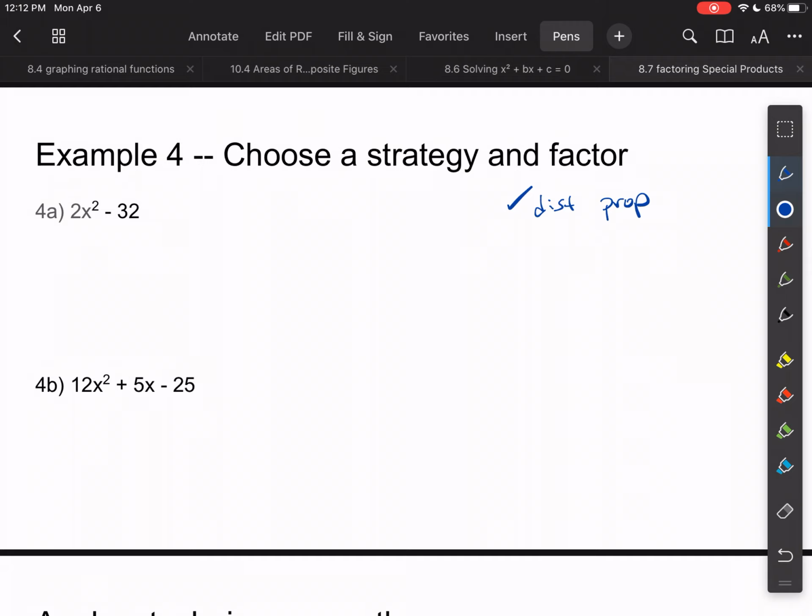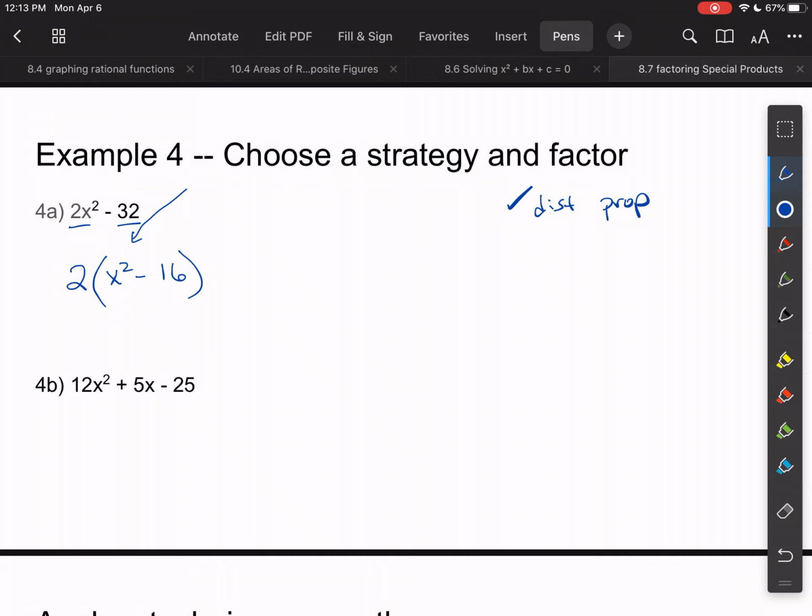Okay, so let's look at the first one. Can I take anything out of this? Well, they're both even, so yeah, I can take a 2 out. If I take a 2 out, I'm left with x squared minus 16. Okay, some people would be tempted to be done, but if you ever see a squared term in your answer, you should always check again.